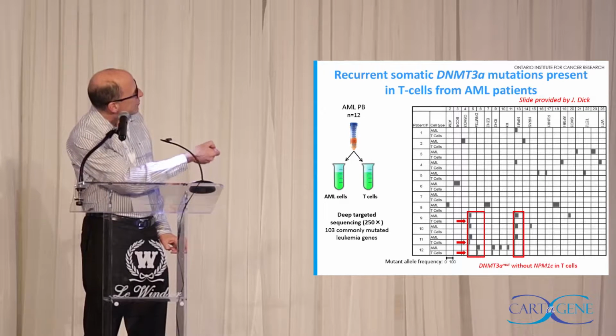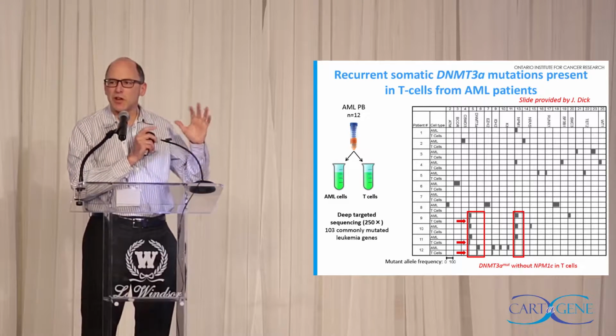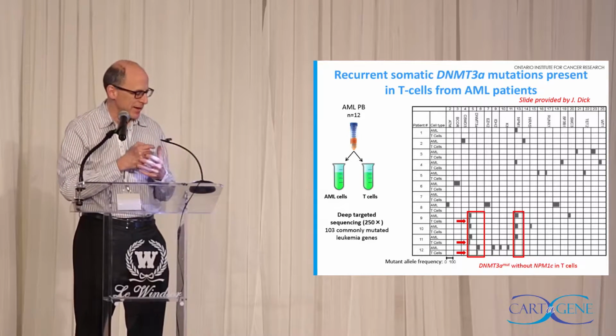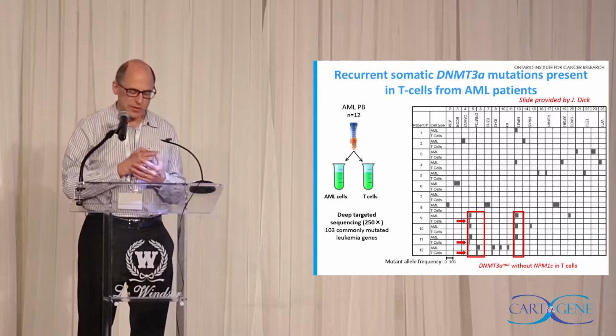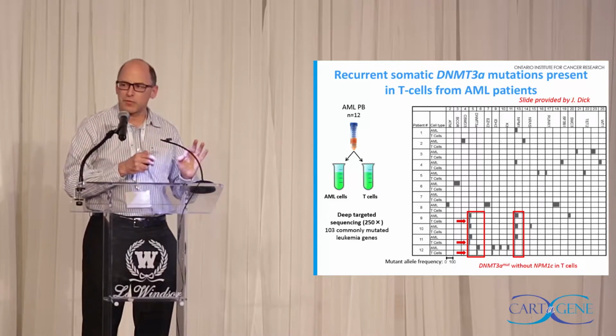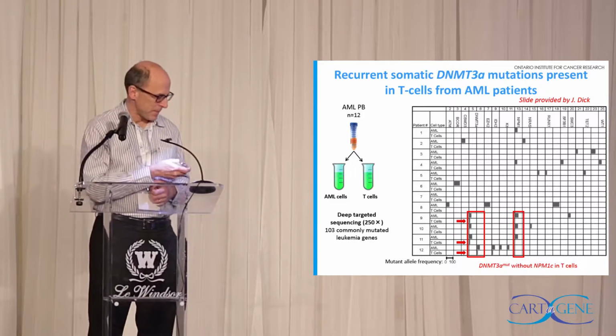We started seeing that for DNMT3A, we had 4 patients. We found the mutation not only in the leukemic cells, but also in the T cells. That doesn't make sense. It's supposed to be the normal DNA of an individual. These cells had clearly been purified not to have leukemic cells, yet they're showing a tumor mutation.